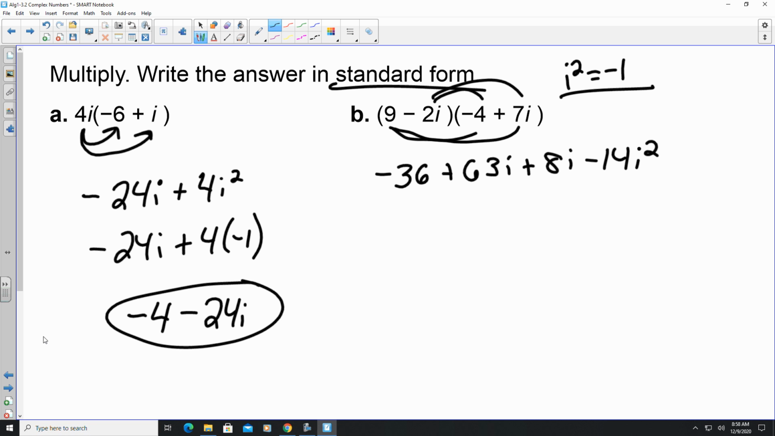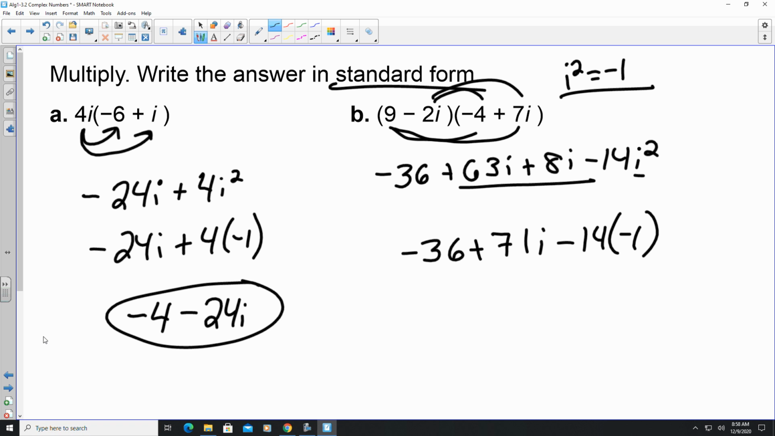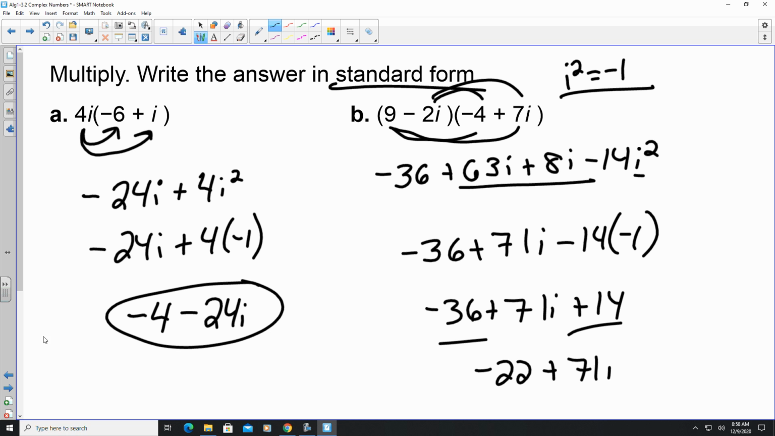All right, now, if I combine these two terms here, I get negative 36 plus 71i. And then this is going to be minus 14, but I have an i squared, so this turns to negative 1. So this now becomes negative 36 plus 71i plus 14. I get to combine negative 36 and 14, so now that turns into, in standard form, negative 22 plus 71i.